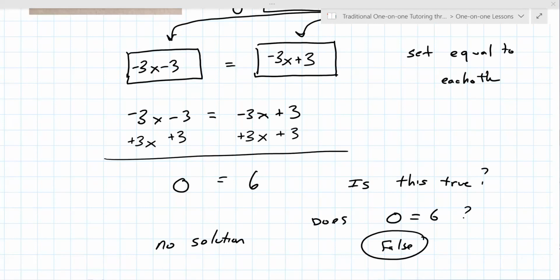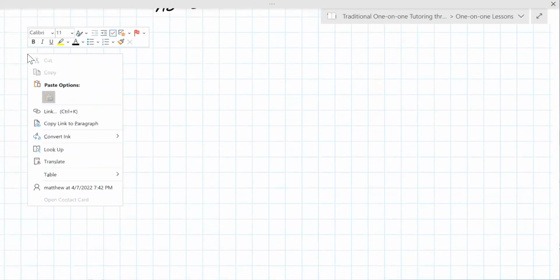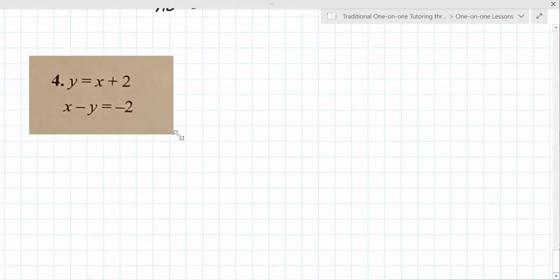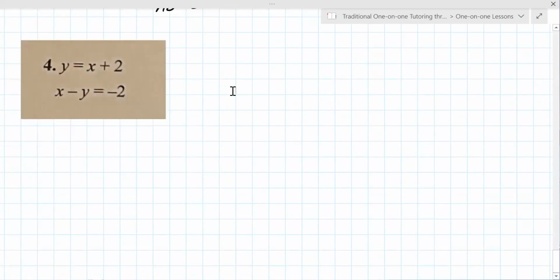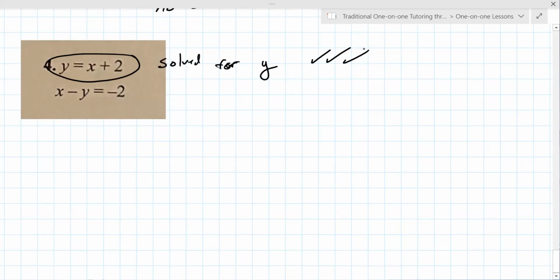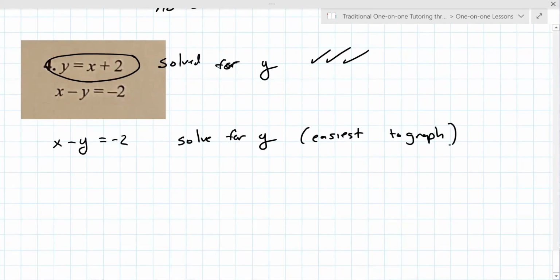So let's take a look at question 4. Look at the first equation here. This one is already solved for y. That's really helpful. The second equation, though, is not solved for y. We want to solve for y because that's the easiest way to graph.